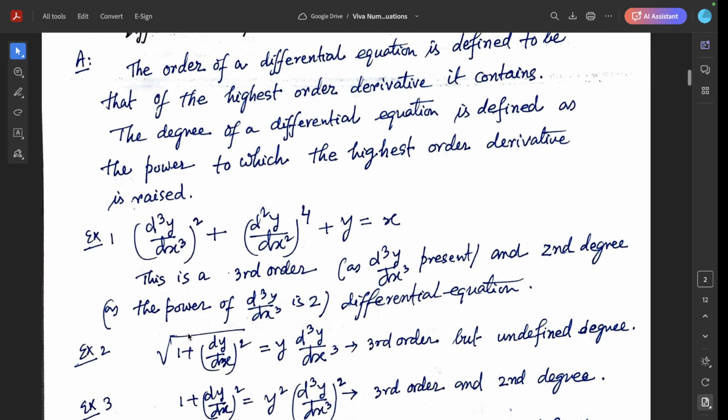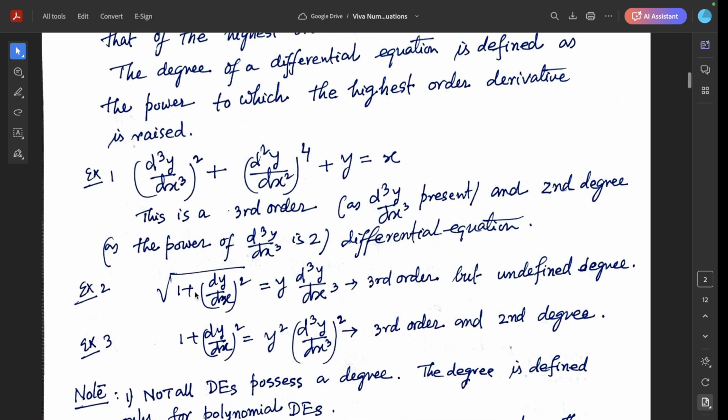2. And the second example, the square root of 1 plus (dy/dx) whole square equal to y d3y/dx cube. The highest order is 3, so it is a third order differential equation, but with undefined degree. If we square both sides, we get a new differential equation, 1 plus (dy/dx) whole square equal to y square (d3y/dx cube) whole square. This is a third order differential equation, and the power of the highest order derivative is 2, so second degree.